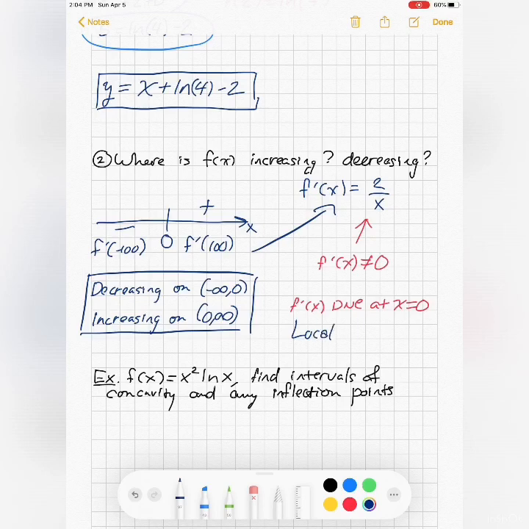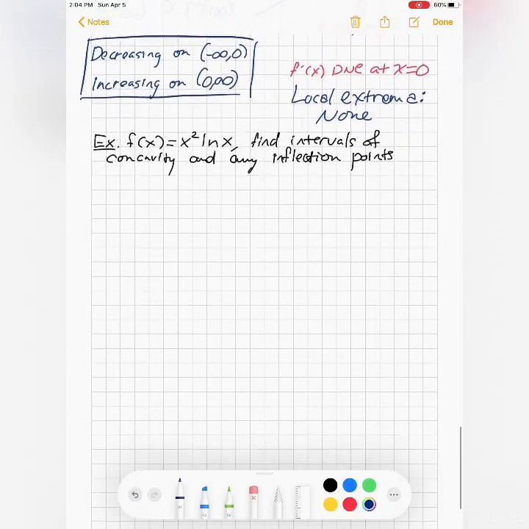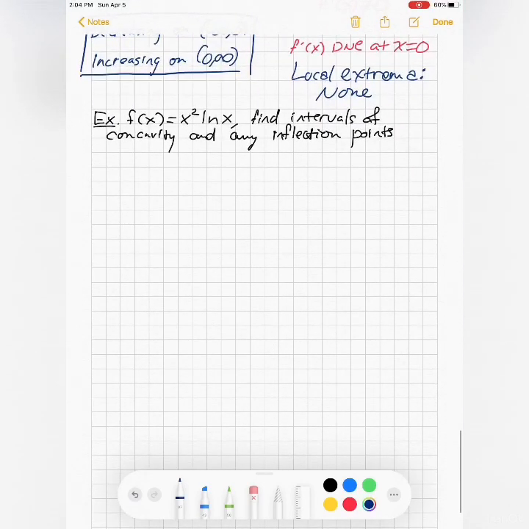And then, of course, I didn't ask, but there were no critical numbers, no places where the derivative was 0, so there would be no local extrema. We mentioned that. And one more. Find the intervals of concavity and any inflection points.